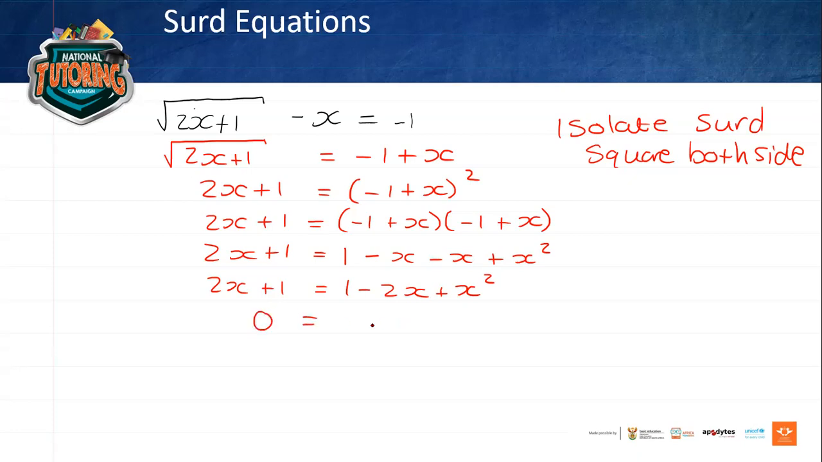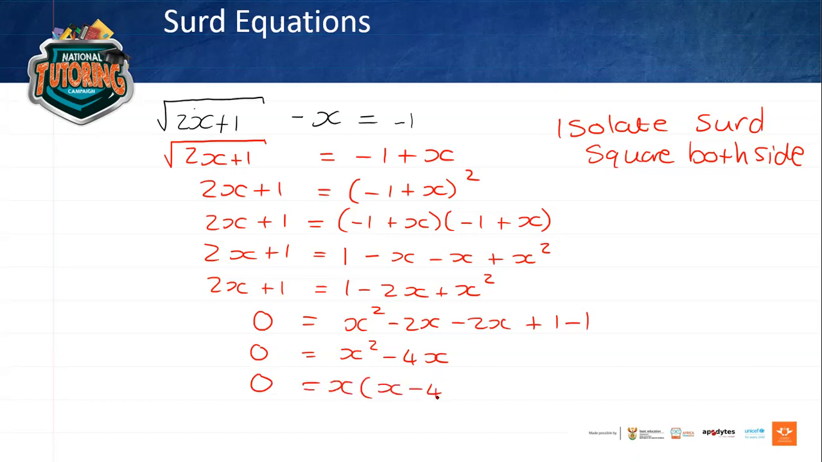I'm going to put everything on the right-hand side. So we're going to get x squared minus 2x plus 1 minus 1. I've rearranged and I'm going to simplify. We get x squared minus 4x. Now this is nice. I can take out a common factor of x and I don't have to do trinomials. So our solution here is either x is equal to 0 or x is equal to negative 4.